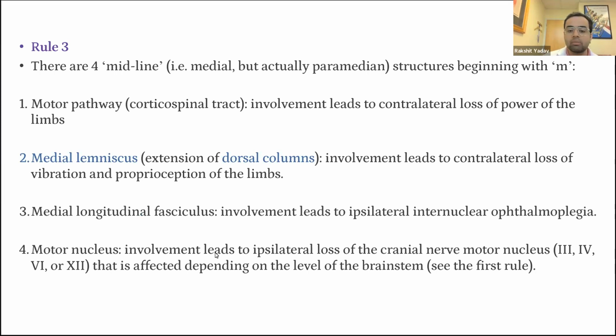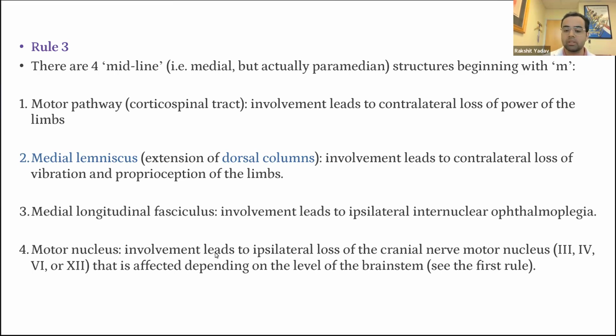Now, the third rule is really important. This says that the four midline structures in the brainstem begin with M. This is kind of important for us to remember. So, motor pathway, that is the corticospinal tract involvement, leads to contralateral loss of power of the limbs.